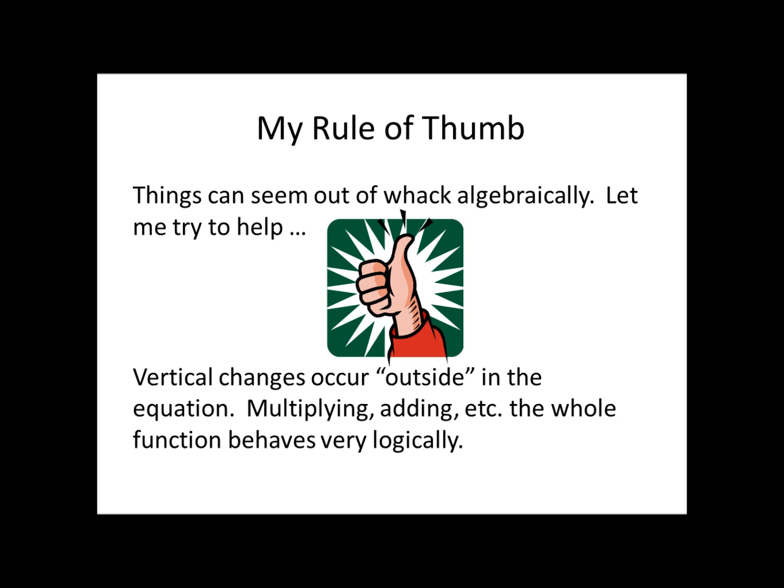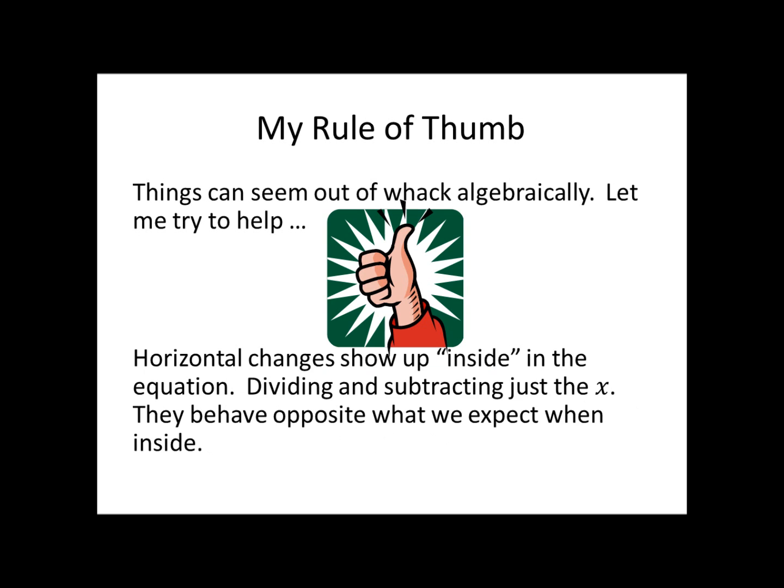When we multiply, the graph gets bigger. When we add, the graph moves up. But when we're talking about horizontal changes, those changes show up inside the equation, that is, with the x. And everything happens the exact opposite of what we would expect. To make the graph bigger, we divide. To move the graph to the right, we subtract. So they happen opposite what we would expect.